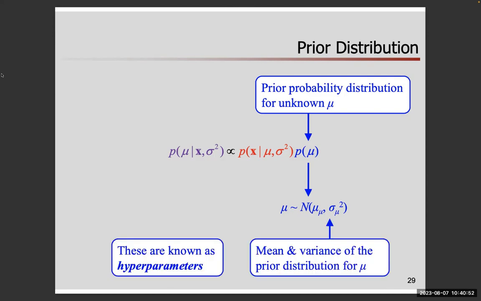That is, these are the mean and variance, not of the distribution of the data, but of the distribution of the prior for the parameter. In certain literature, these are sometimes referred to as hyperparameters. Parameters are the things that govern the distributions of the data, and hyperparameters are the parameters that govern the distribution of parameters. Sort of a layering of things.